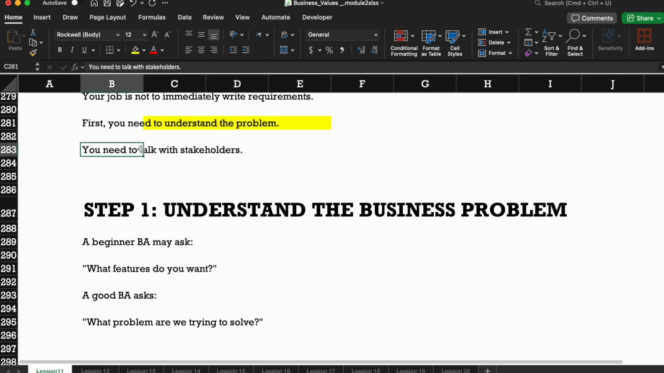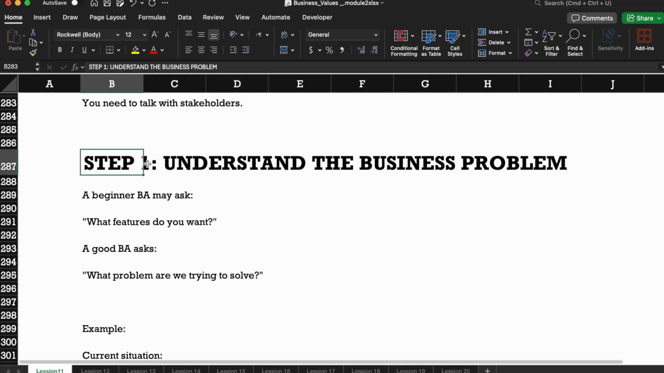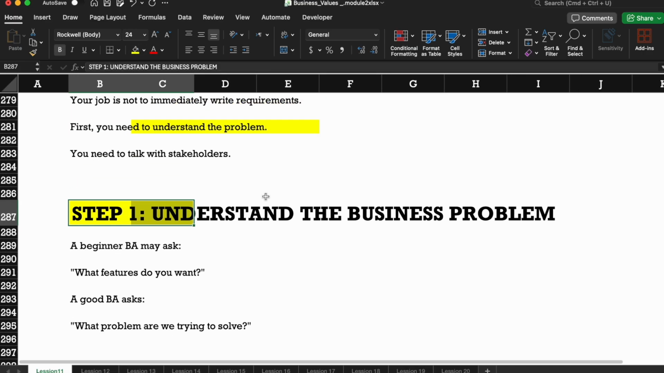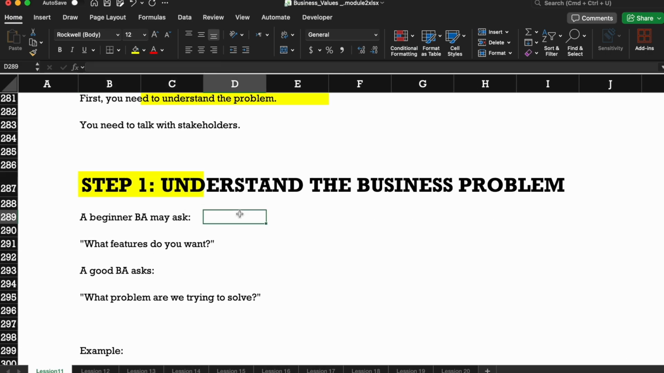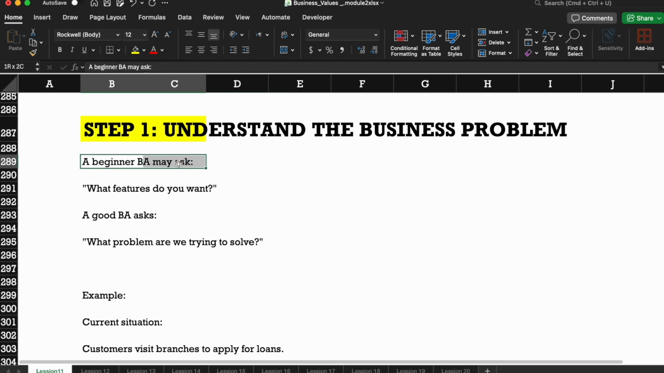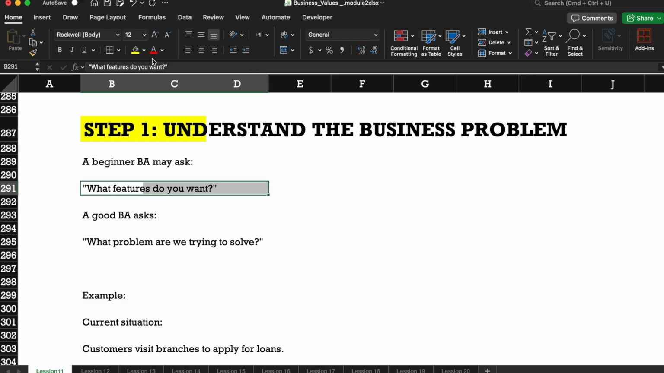So you need to talk with stakeholders. Step 1, how will you understand this? Remember these people are the specialists or experts or SMEs on their job process flow, right? So they know that flow very in and out. So you have to listen first and try to understand the problem, what they are trying to convey to us. Okay, so as a BA you may ask what features do you want.